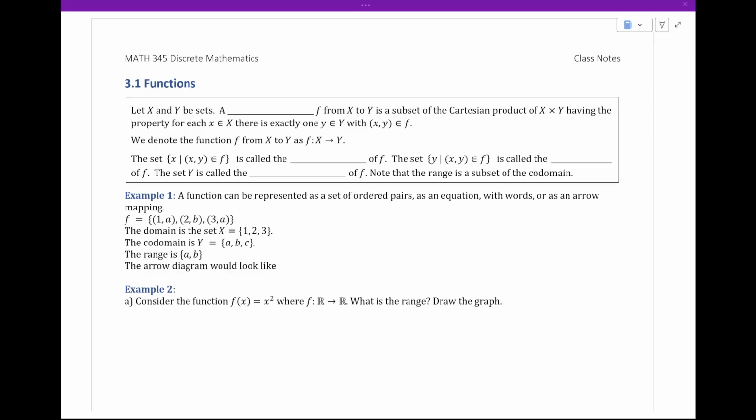Hi, hello, welcome. This is Discrete Mathematics, and today we are talking about section 3.1, functions. Now I know you're thinking, oh, I know about functions, and I know you know about functions. I expect that you've taken functions in a math class before.